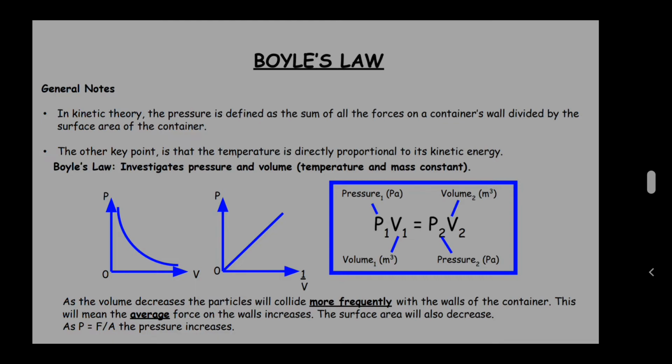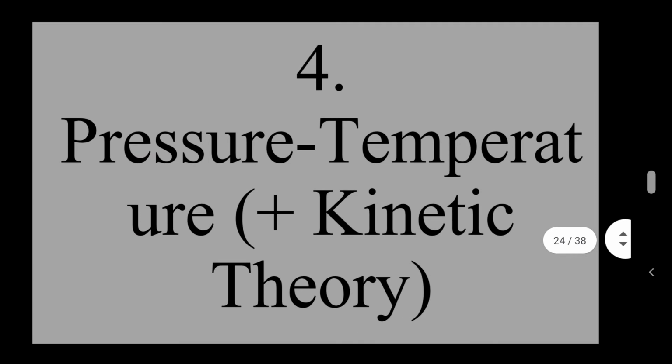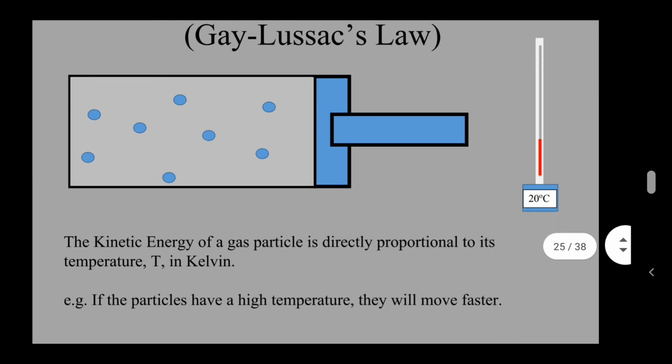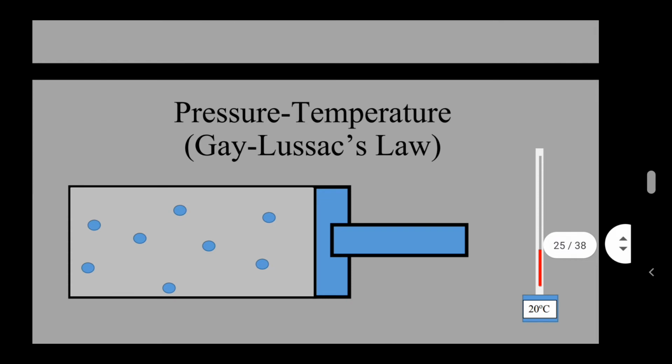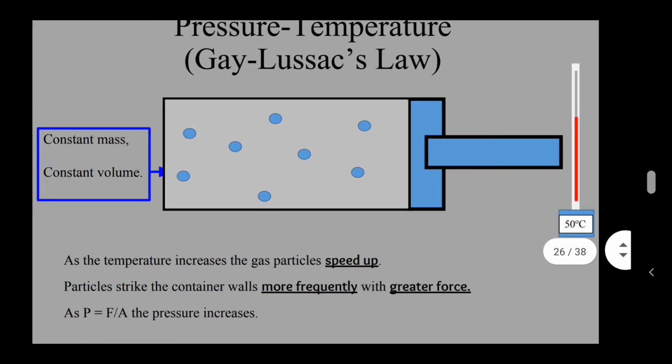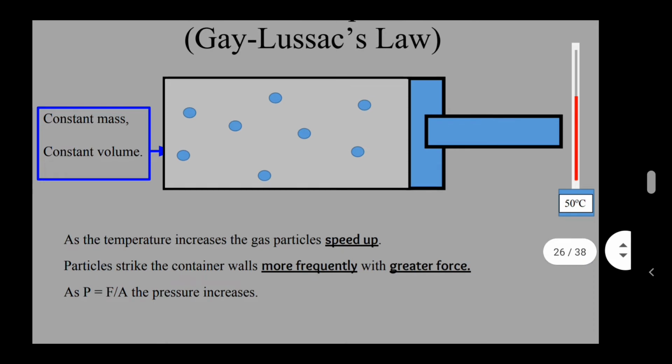Okay? Right. Next one is the pressure, temperature, and kinetic theory. Not very well formatted, that one. So for this one, because it's pressure and temperature, we're keeping the volume constant. Volume is not changing here. So when you see this, you can see that the syringe is still at the same position, but this time the temperature has increased and the particles are going to be moving much, much faster.